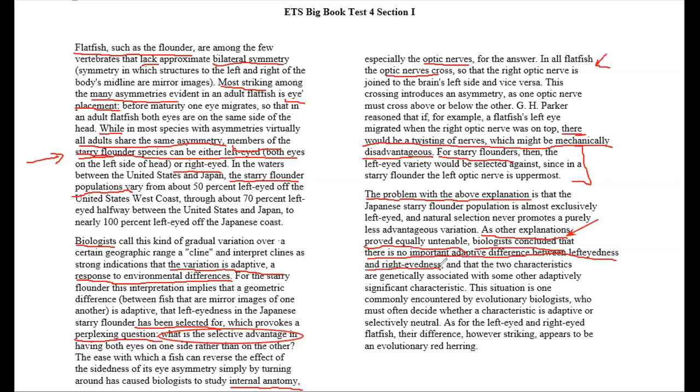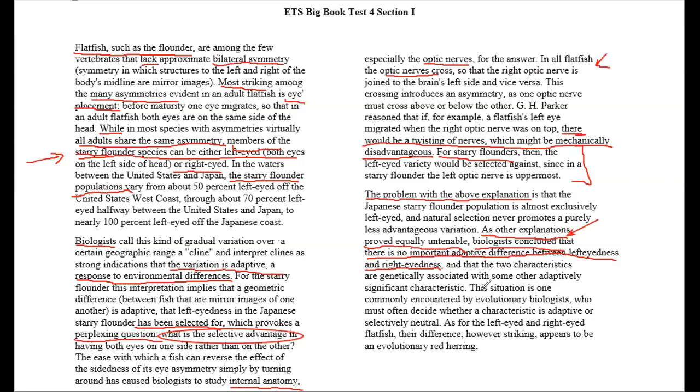Okay. So the question given here was, what is the selective advantage in having both eyes on one side rather than the other, right? And biologists were saying that this variation is adaptive, okay? But then here, biologists have concluded after all the discussion that there is no important adaptive difference between left-eyedness and right-eyedness, okay? So this is the conclusion to the biologists' stand that they have taken, all right?